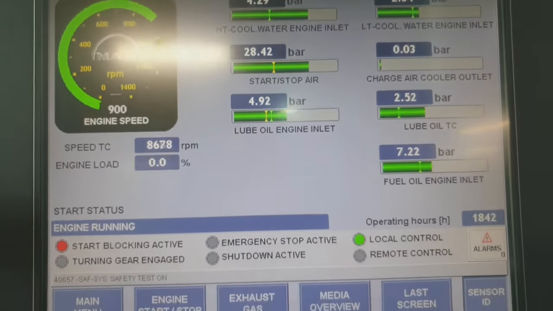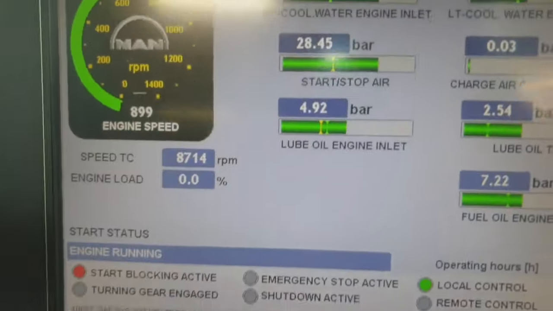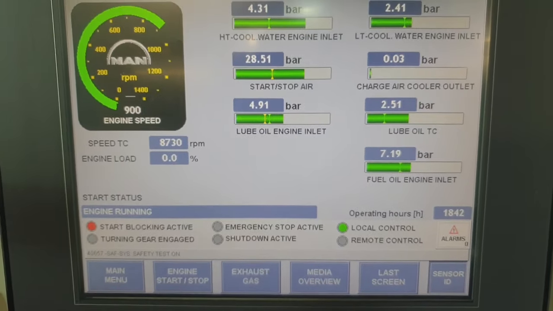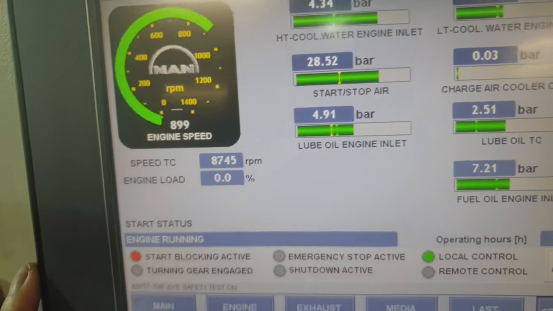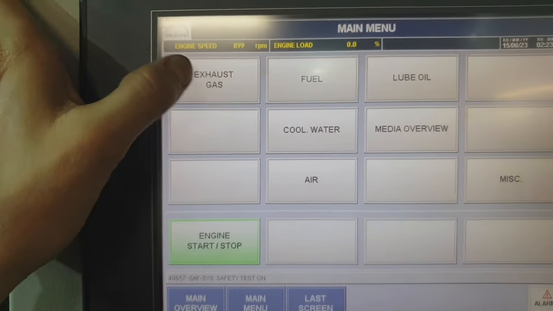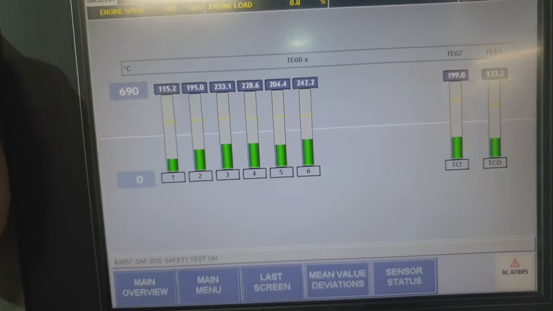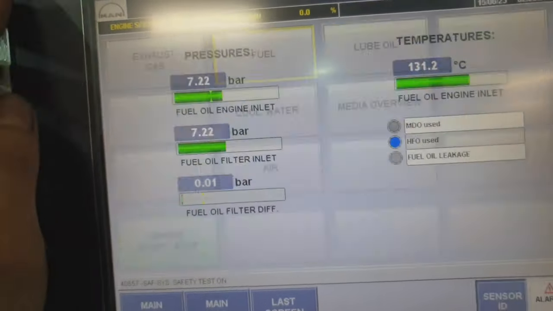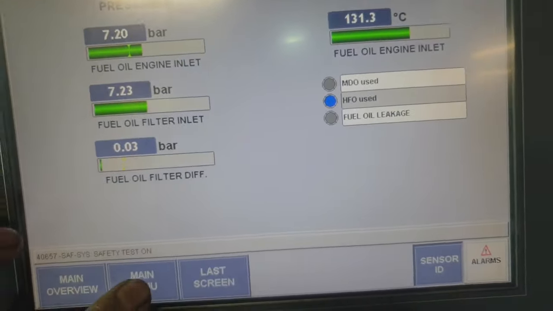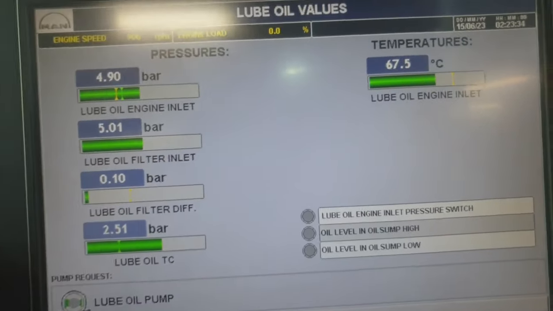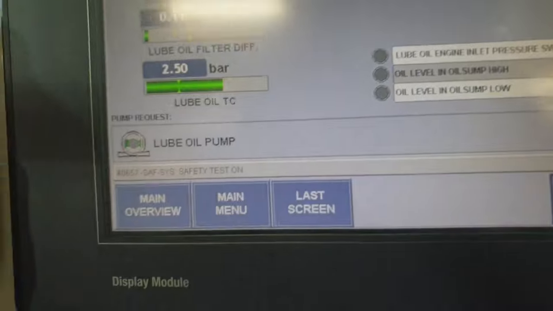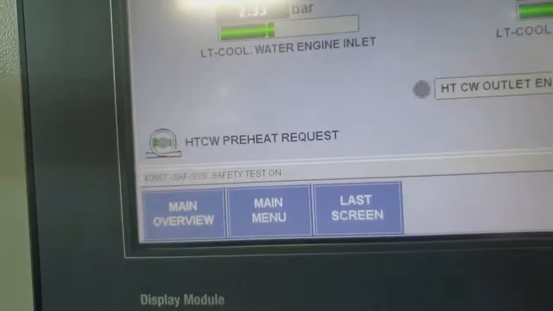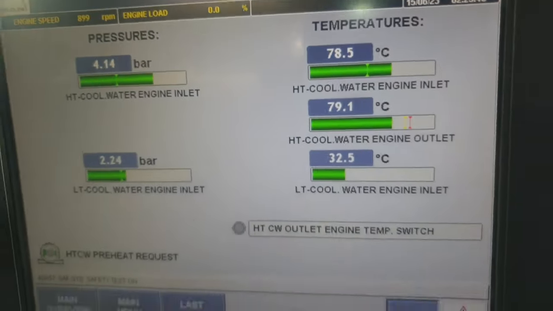From this panel, you can see all the monitoring parameters. As you can see, guys, there is a main menu: the exhaust gas, fuel, lube oil. This is the exhaust gas temperature, and this is the fuel oil. As you can see, guys, the inlet and outlet, the differential pressures, and this is the lube oil temperatures and pressures. From this control, you can start and stop also.